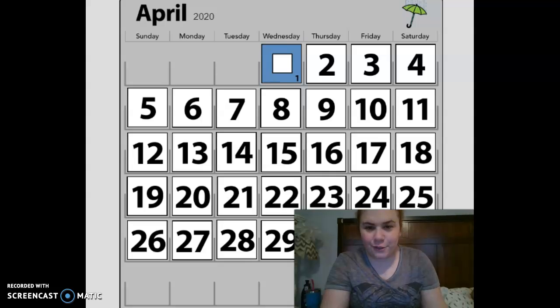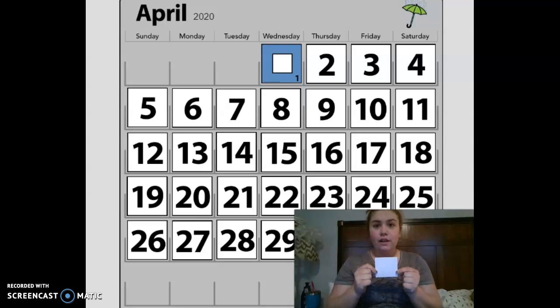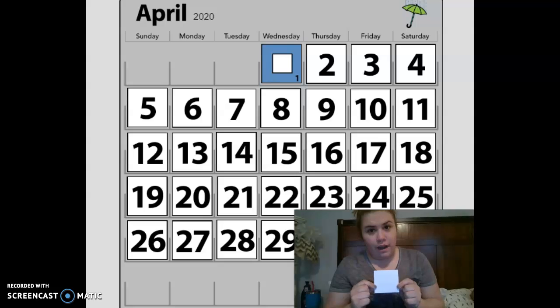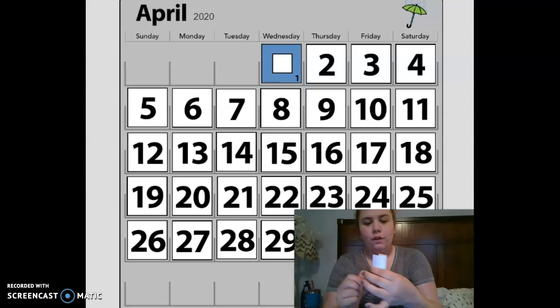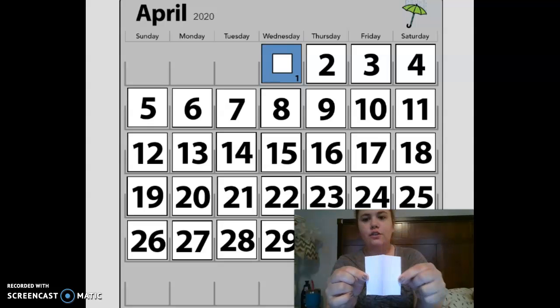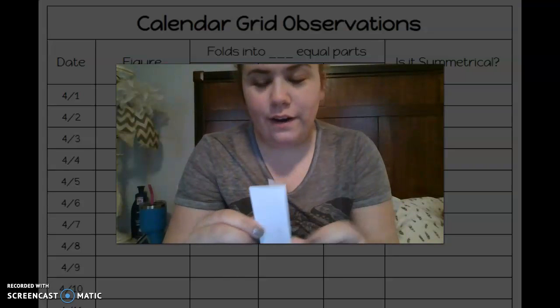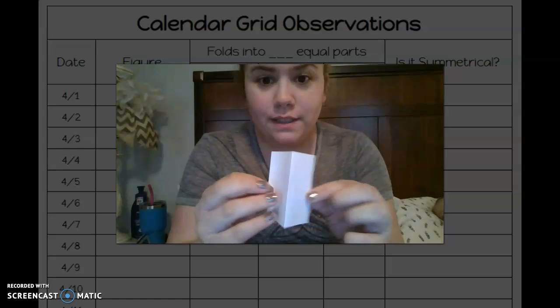So back to our calendar grid observations. Is it symmetrical? Would a square be symmetrical? Let's find out. What would happen if we were all in class together is each of you would get a little square shape to see for yourself if it's symmetrical. If you want, you can cut out a square to check, or you can just follow along with me. So I am going to fold it in half to see if it's symmetrical. They line up perfectly. See? There are two equal parts. So it is symmetrical.